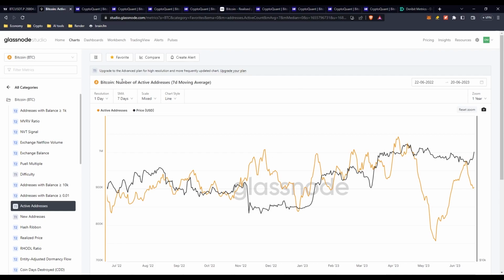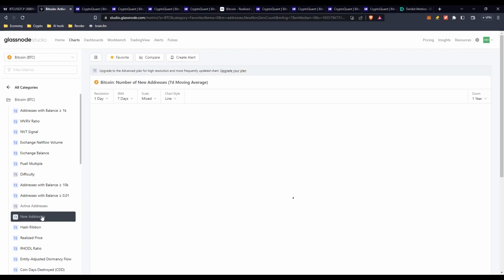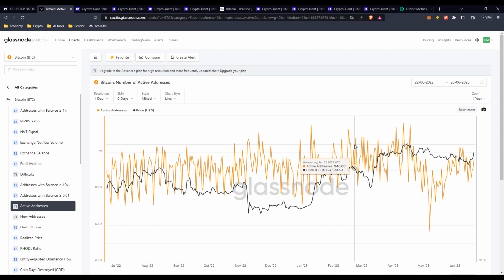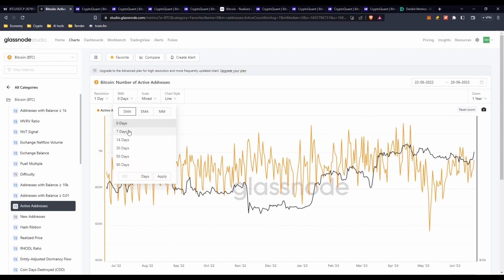What we are looking for is the number of active addresses and new addresses, which you can find on Glassnode. I'm using 7-day moving averages because if I use the raw daily data, it has a lot of noise. I don't know how someone can do any analysis with that.